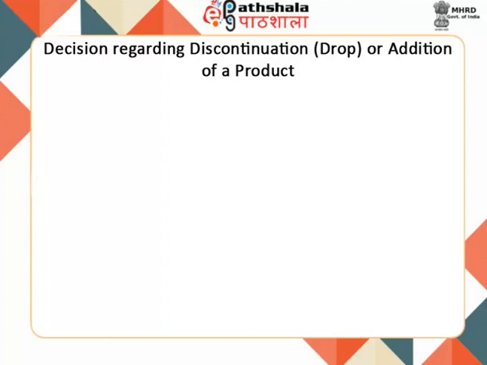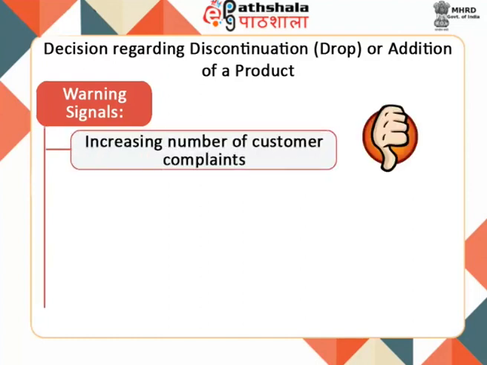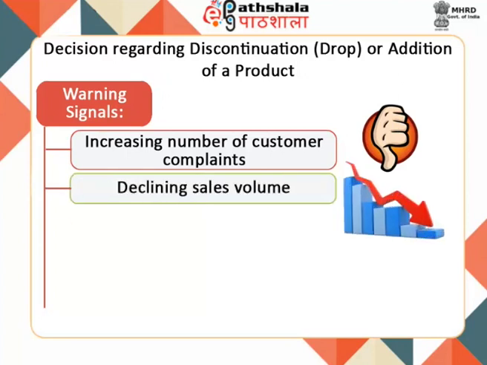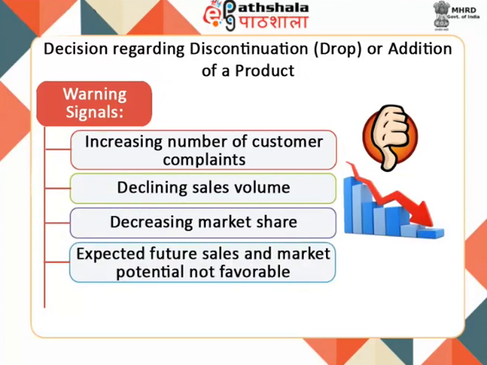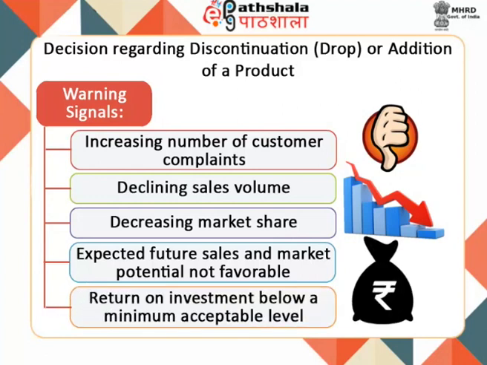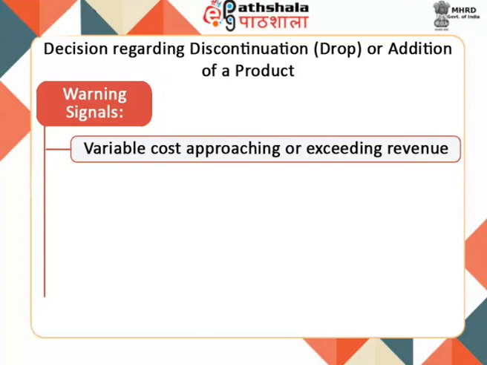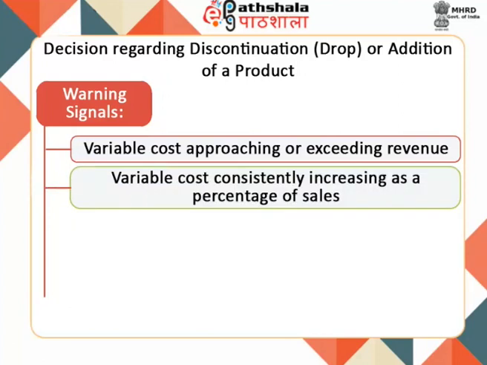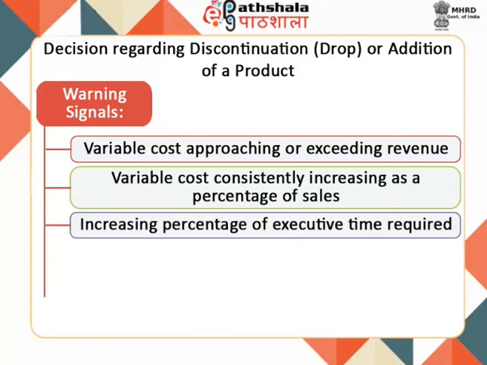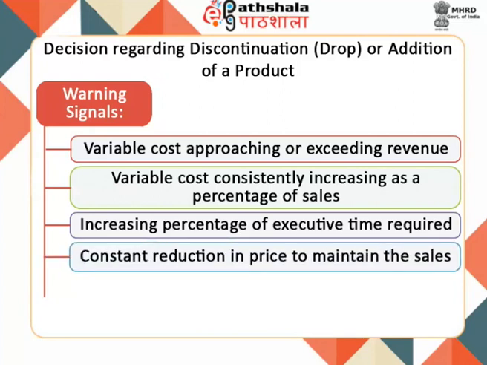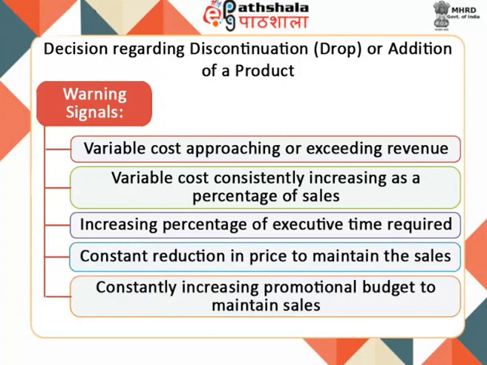Management needs data that will permit the development of warning signals for products that may be in trouble. The following are some of the warning signals of an unprofitable product: increasing number of customer complaints, declining sales volume, decreasing market share, expected future sales and market potential not favorable, and return on investment below a minimum acceptable level. Variable cost approaching or exceeding revenue, variable cost consistently increasing as a percentage of sales, increasing percentage of executive time required, constant reduction in price to maintain the sales, and constantly increasing promotional budget to maintain sales.